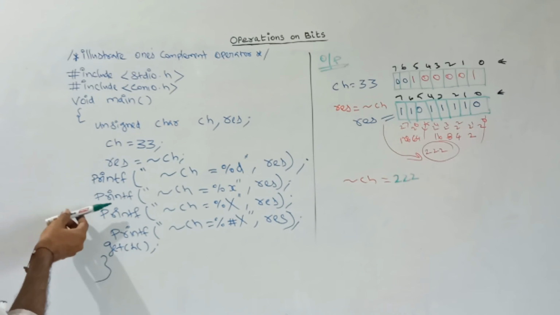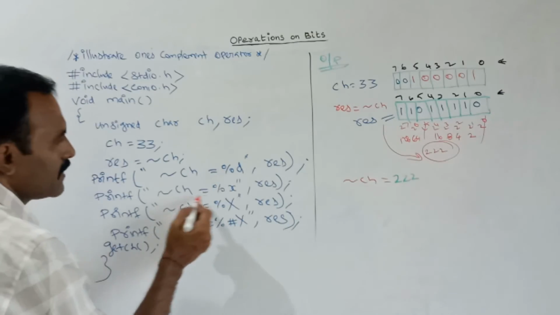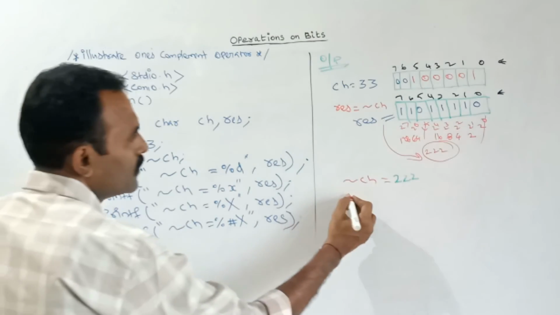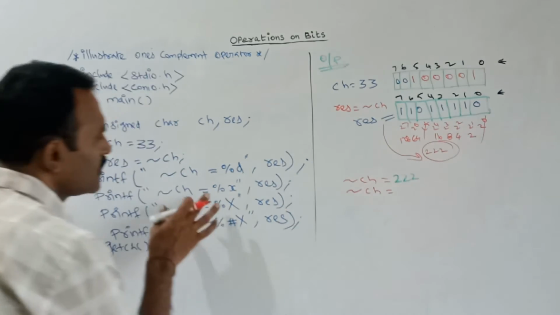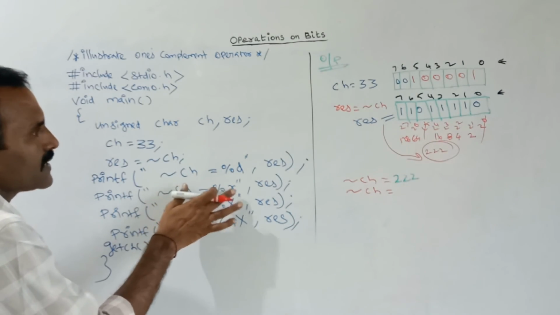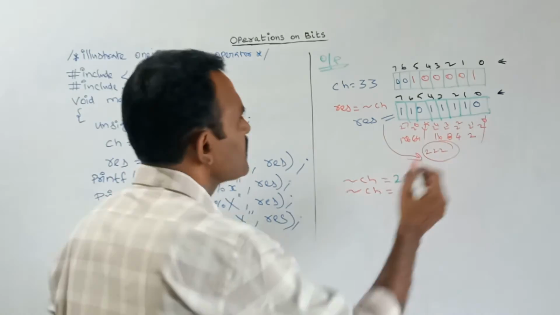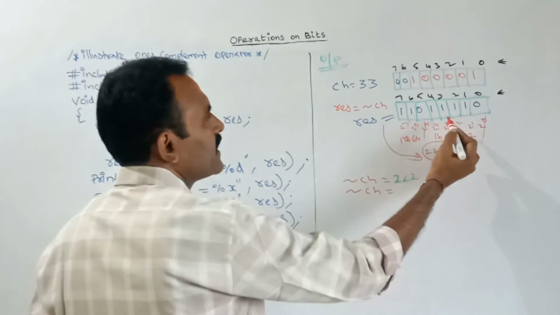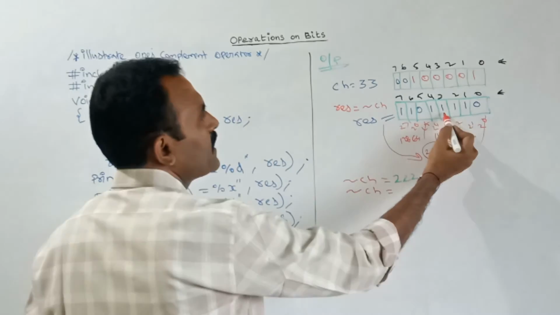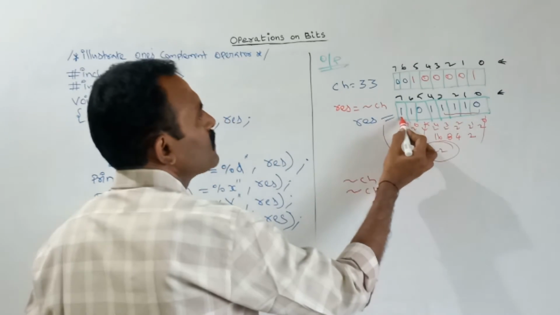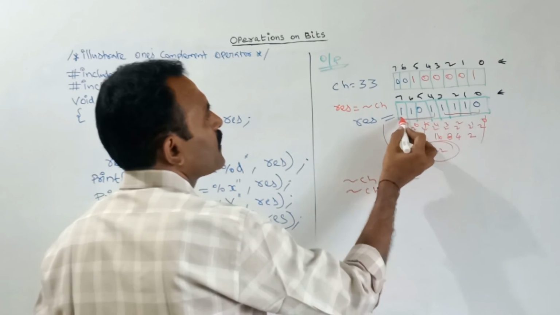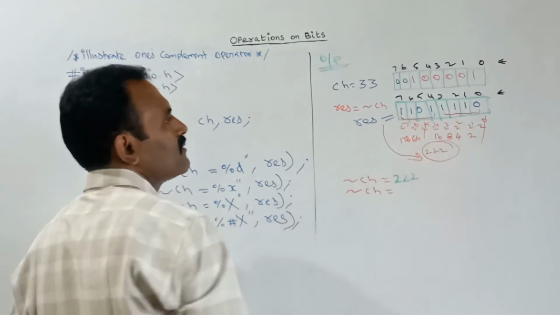Next, while running this program, after that printf, next I am telling it to print the hexadecimal value. So here, tilde, 1's complement of CH is equal to, and what format? Hexadecimal format. Now you convert to hexadecimal format. For the hexadecimal format, you should take 4 bits from here to here, and this is another 4 bits.